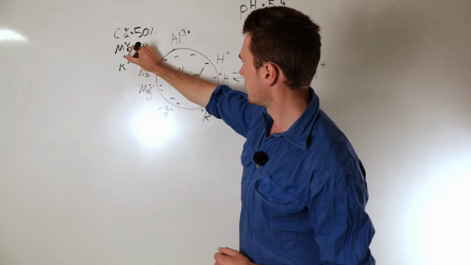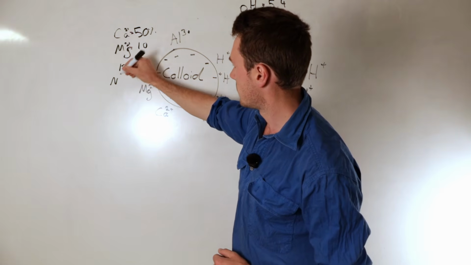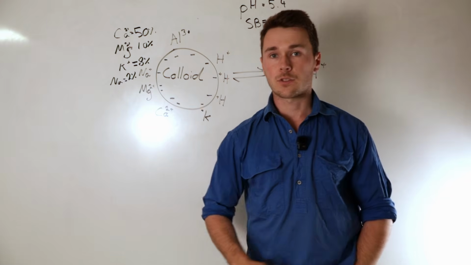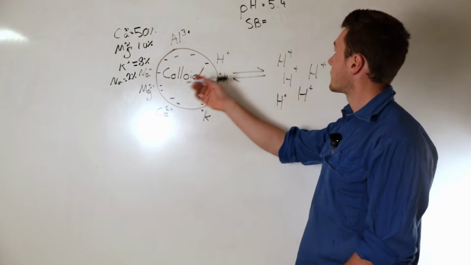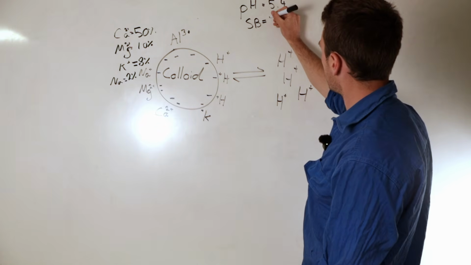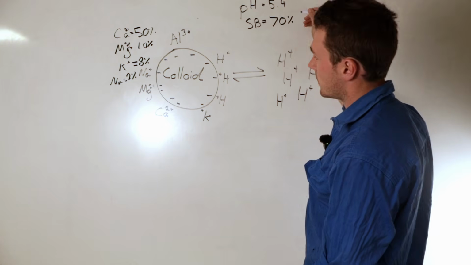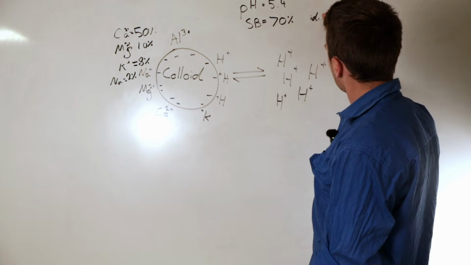Our potassium, we're going to say is 8%. And then our sodium, we're going to say is 2%. So to work out your base saturation, you simply just add all these up. And so that will work out to be 70. So our base saturation here is 70. When we add up the ideal levels of all of this, it works out to be around 90.